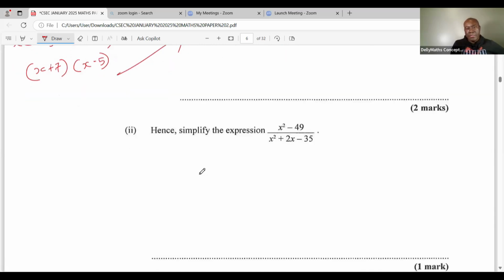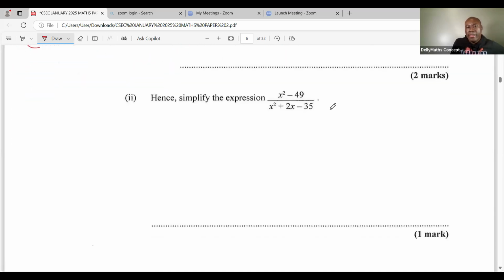All right, let's take a look at this. So what they have here for us is that they said, hence, simplify this. When they said hence, it means you're forced to use what you just got. Sometimes when they say hence or otherwise, then you could come up with another way. But if you're only given hence, you're forced to use the factor form that we just found. So the factor form for this was actually x plus 7, x minus 7.